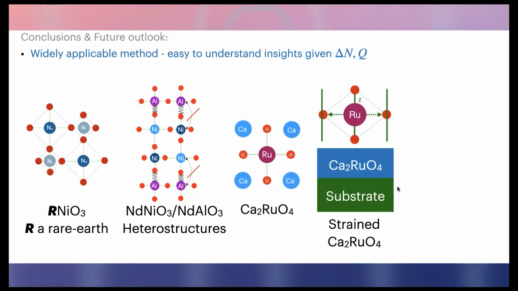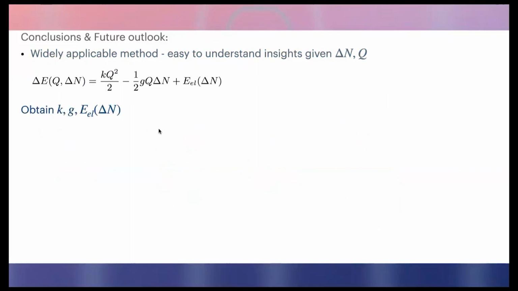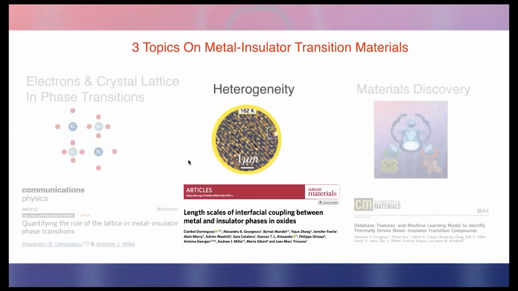It matches surprisingly well. And the basic idea is, you just want to define a functional within a particular picture, obtain lattice stiffness, an electron lattice coupling, and an electronic energy. In the materials we looked at so far, the symmetry breaking is driven by the electron lattice coupling. And this is a very general model. It doesn't have to be MIT materials, right?